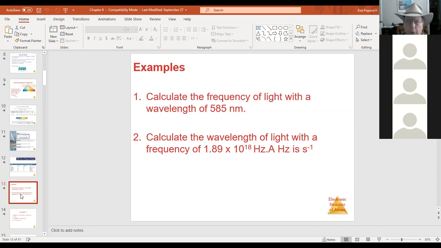Calculate frequency with the wavelength of such and such. The only hard part is you have to realize that the speed of light is in meters per second. So you have to convert the nanometers to meters and then divide that into the speed of light. Same thing here. In this case, I'm going to take the speed of light and divide it by the frequency.